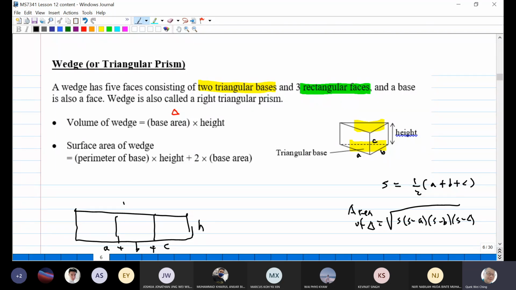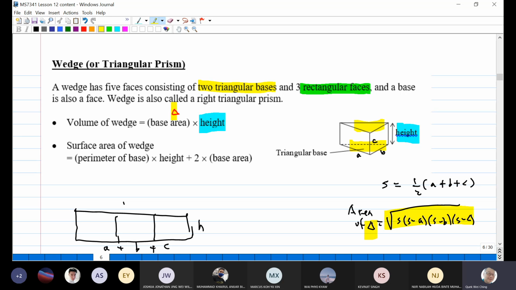And then you find the height. The height is this one here. The area of the triangle, I use this one here. From there, you can find the volume of the wedge.